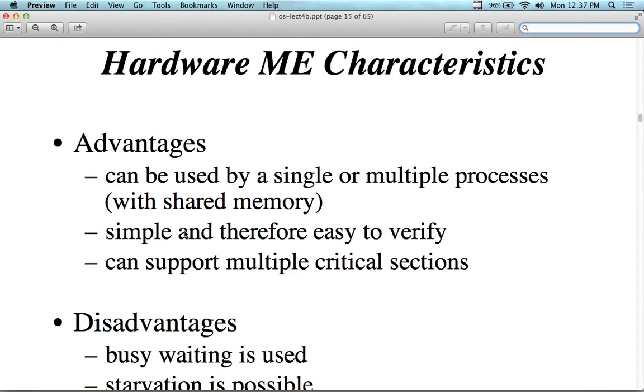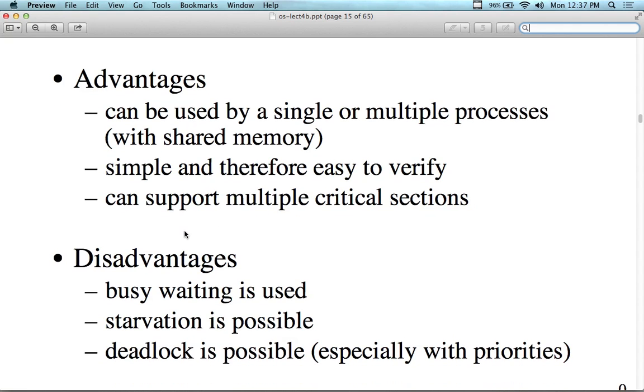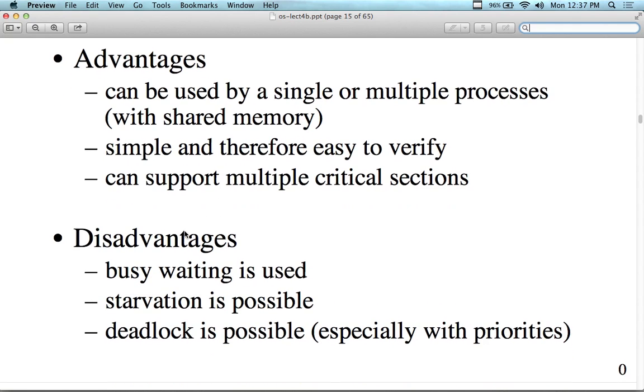Advantages: can be used in single or multiple processors with shared memory. Simple, therefore easy to verify. Can support multiple critical sections. Disadvantages is we have that busy waiting that's being used. The process is going to wait till it gets signaled that it can run again. Starvation is possible if something is hung up. And then deadlock is also possible, especially with priorities. So deadlock is also an issue.